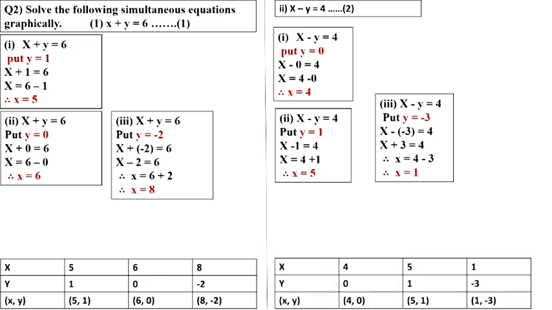We'll draw the table, we'll substitute the values. In the first one we took the y value 0 and x value came 4. In the second one y value we have taken 1, so x value came 5. The third one y value we have taken minus 3, so x value came 1. With the help of these boxes which we have filled, we'll draw the graph.